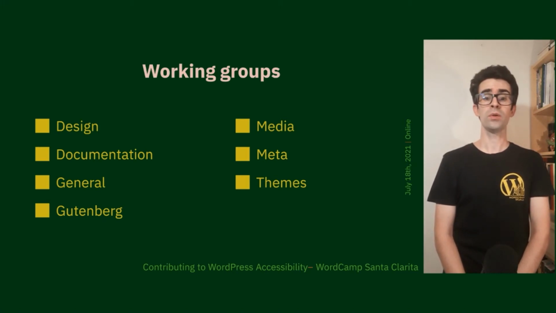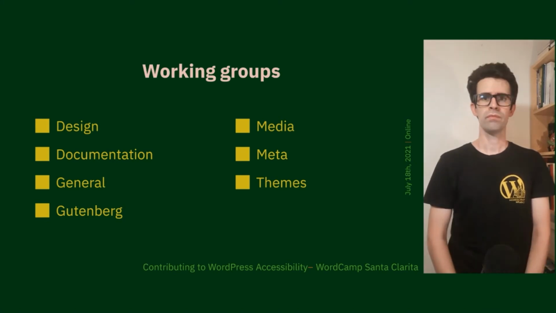The Themes Working Group is in charge of addressing accessibility issues in the default themes, which are the ones whose names start with 20, such as 2021. Also, they are in charge of reviewing themes that want to get the accessibility ready tag on the official repository.